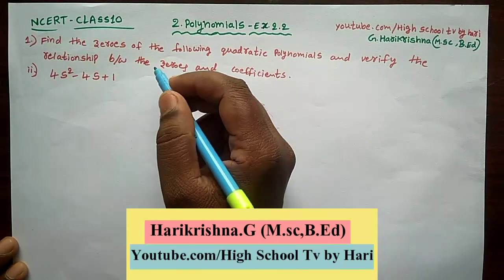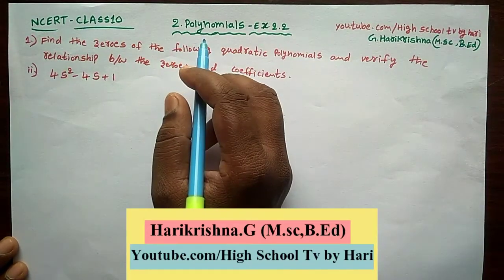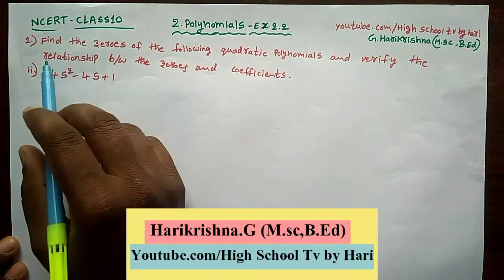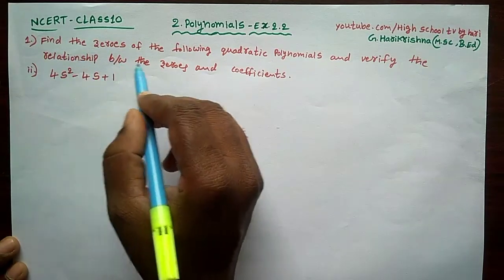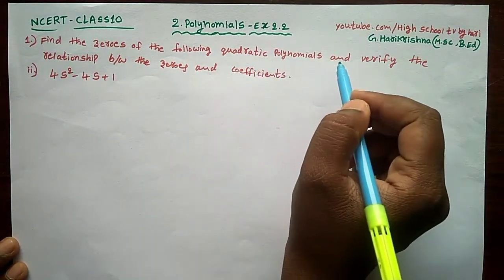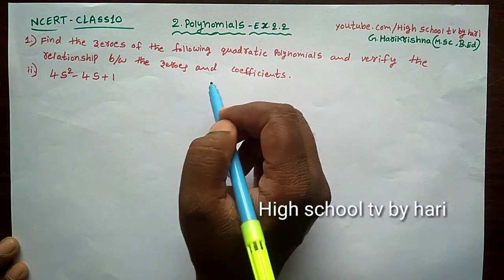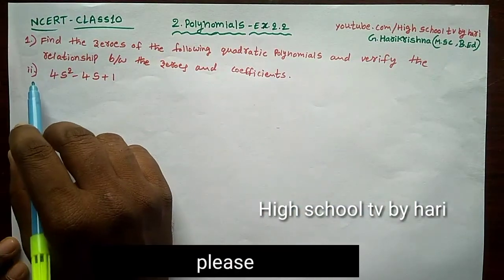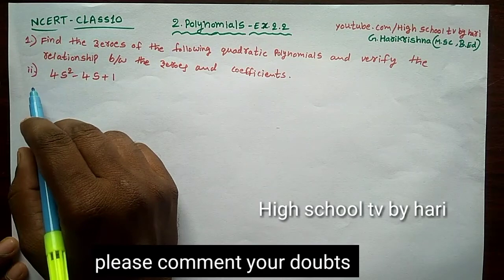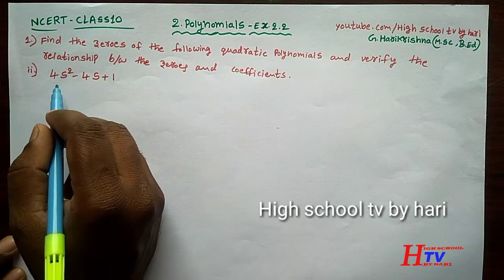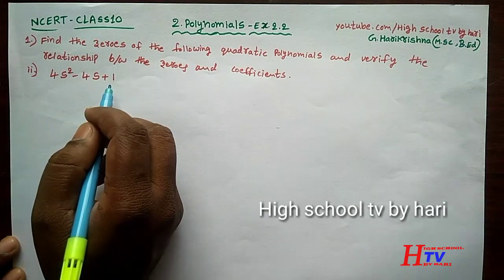Today's topic is 10th class, the second chapter, polynomials, exercise 2.2. It is the first bit. Find the zeros of the following quadratic polynomials and verify the relationship between the zeros and coefficients. It is the second question. The first question is given in the description. The second question: 4s square minus 4s plus 1.